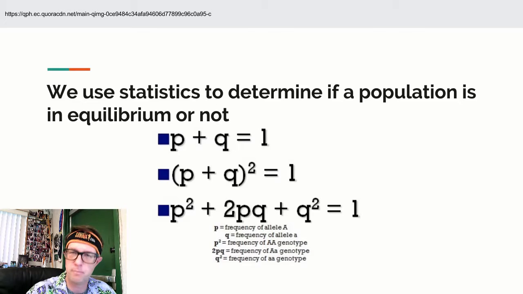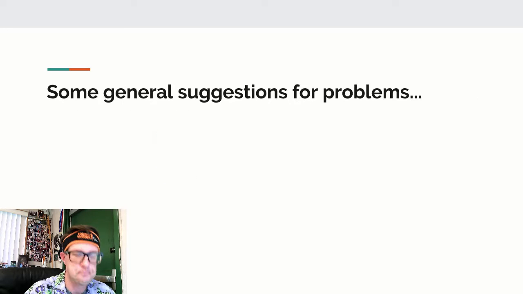The bottom equation, P squared plus 2PQ plus Q squared equals 1, that one there deals with individuals. So what percentage of the population is homozygous dominant, P squared? What percentage of the population is homozygous recessive, Q squared? What percentage of the population is heterozygous? That's 2PQ. What I can do is take these bits of information and I can turn it into math problems that actually apply to real life.